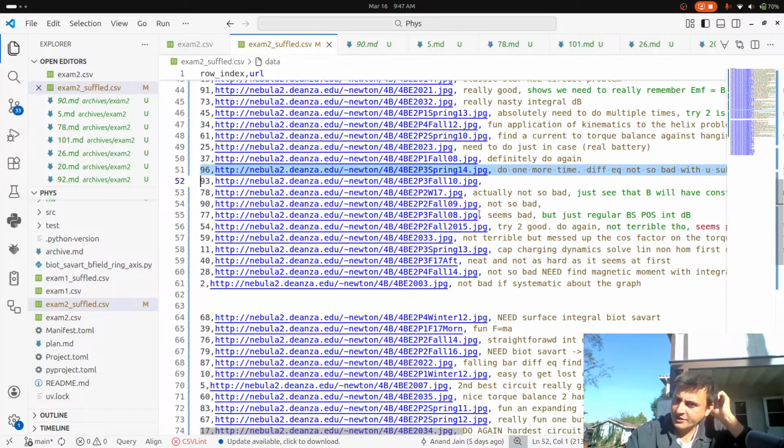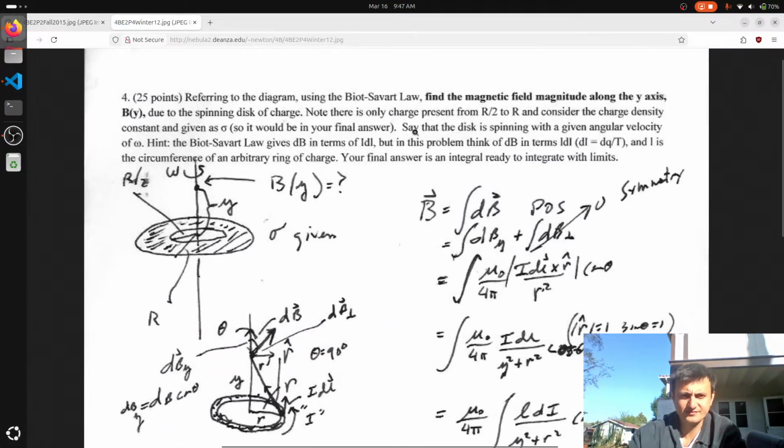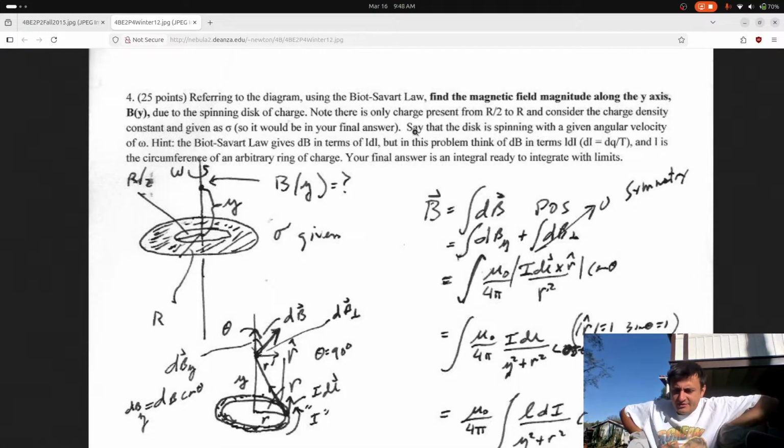All right, but let's get to this nasty one because this one I know is hard. Biot-Savart with a surface integral. It shouldn't be that hard, but I don't know. Whenever it changes, it gets a little nerve-wracking.